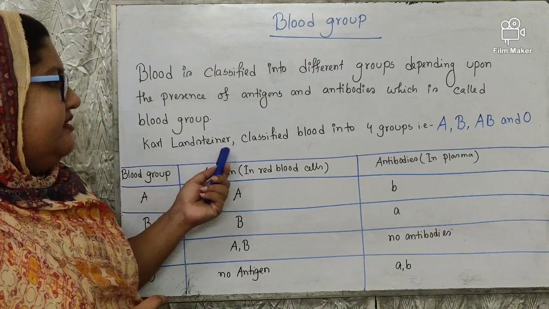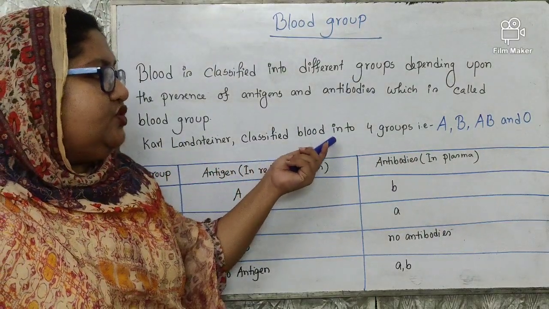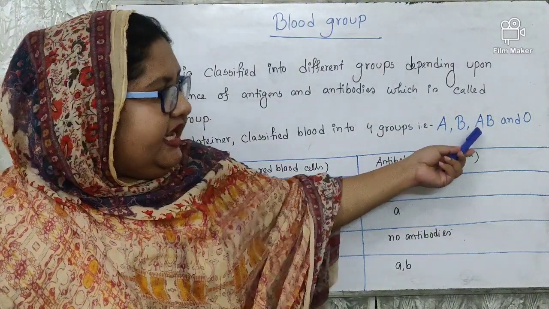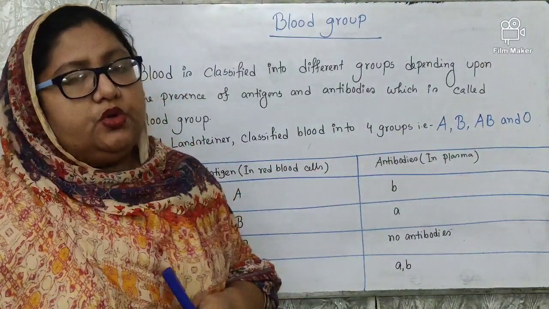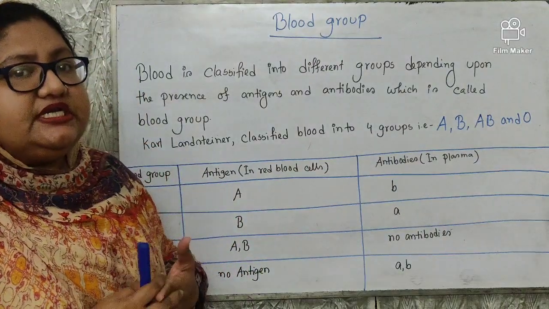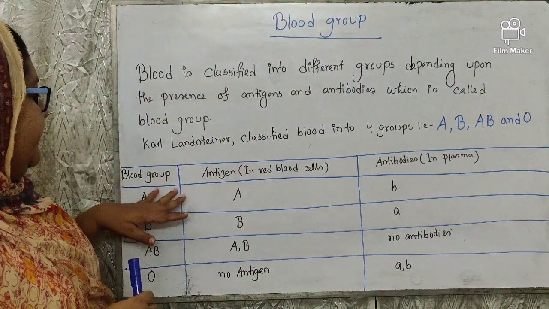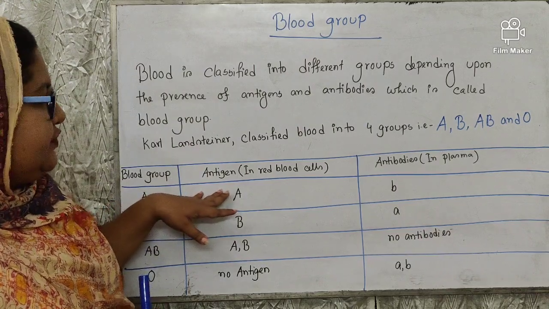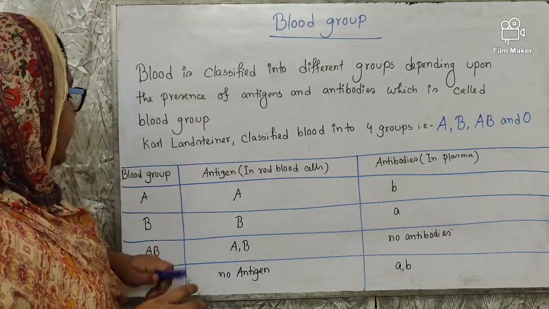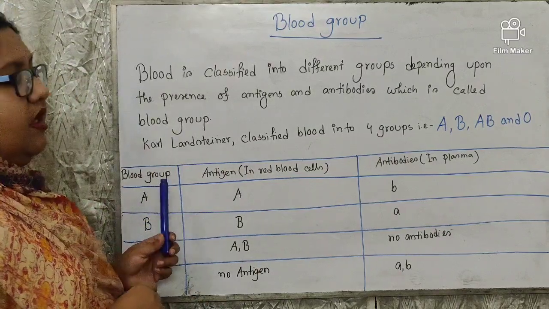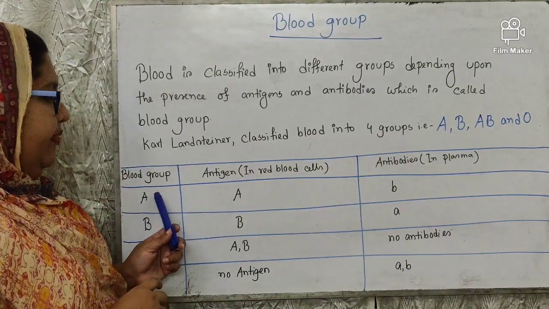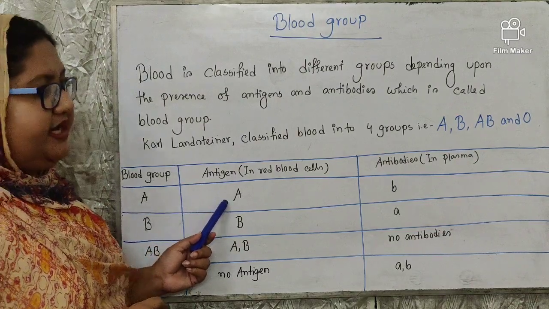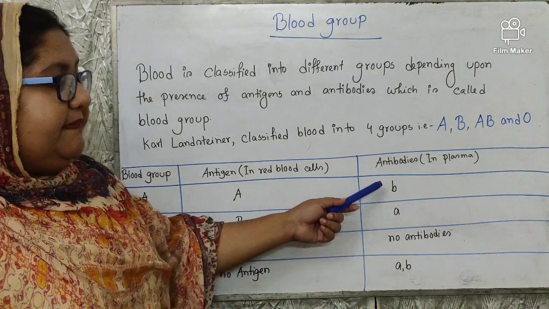Carl Landsteiner classified blood group into 4 groups: A, B, AB, and O. Now, how is this blood classified? This blood group is classified on the presence and absence of antigen and antibody. Blood group A. The people of blood group A have antigen A in the red blood cell, but they have antibody B.